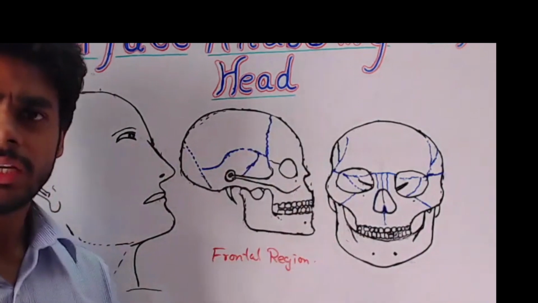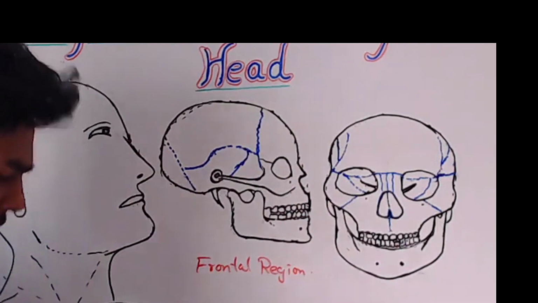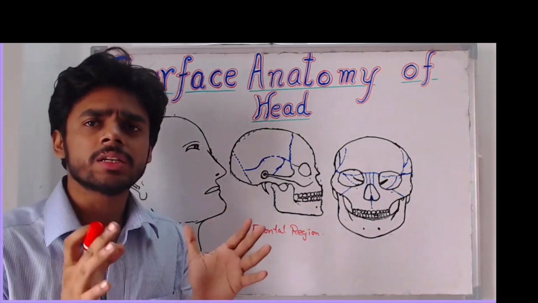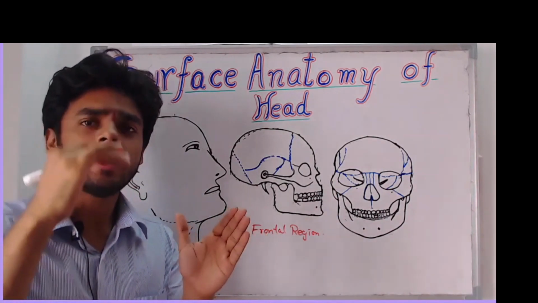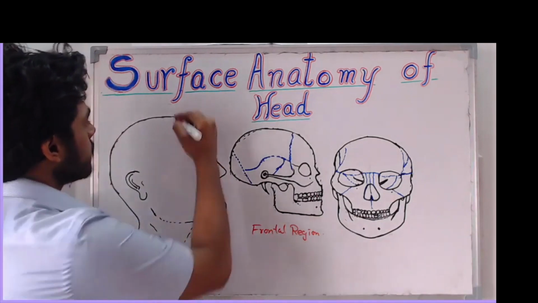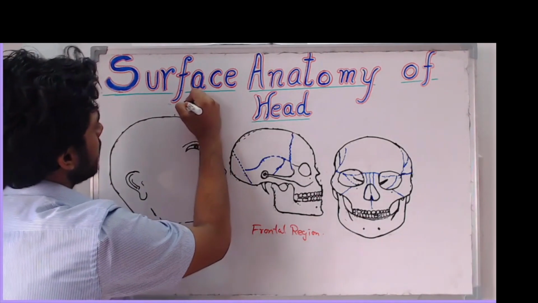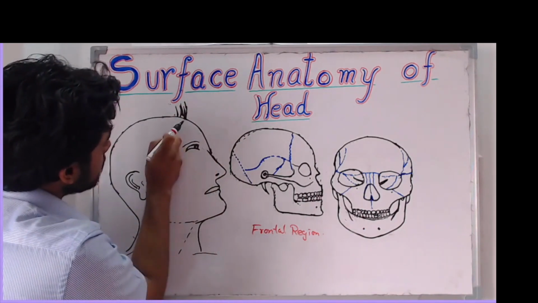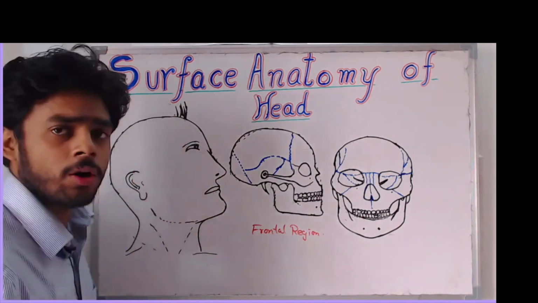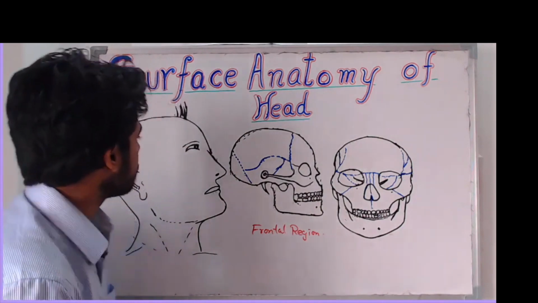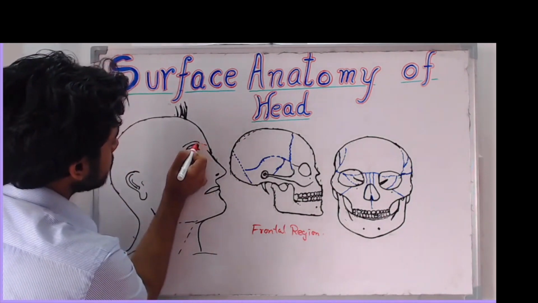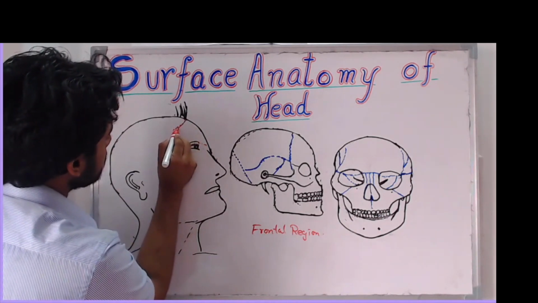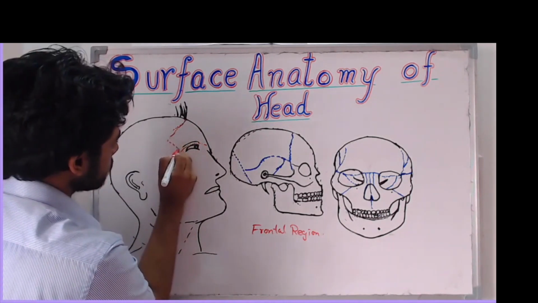Now we'll study different regions one by one. First is the frontal region. Frontal region is the region which is superior to the eyes and below the hairline. In this person, the hair starts from here. So the area between this hairline and the eye is called frontal region, which is superior to the eye and inferior to the hairline.